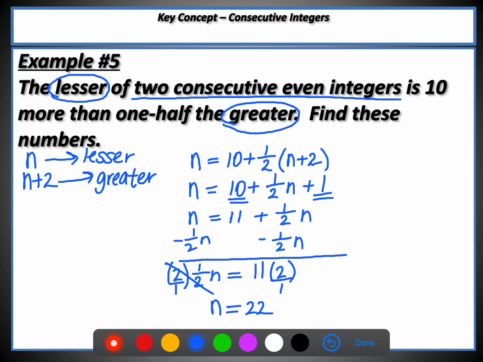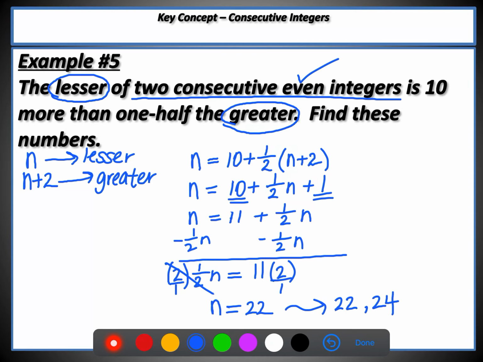Okay, so I get my first number, n equals 22, which is an even number, hooray. So that means my first number is 22, and my second number, 22 plus 2, is 24.